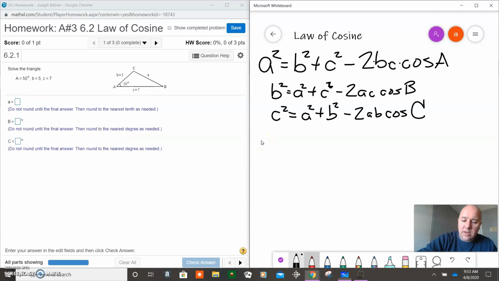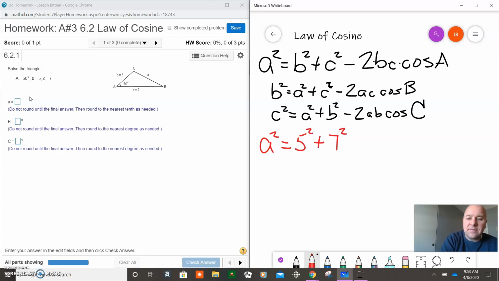Okay, so let me go ahead and start the first problem here, and we're going to try to find little a, and little a is right here. So let me go ahead and rewrite everything. So a squared, that's going to be, well, I don't know what a squared is, but we're going to try to figure out what a is. b is 5 squared, c is 7 squared, minus 2 times 5 times 7 times cosine of A, which is 50.